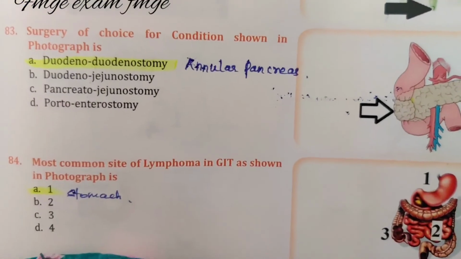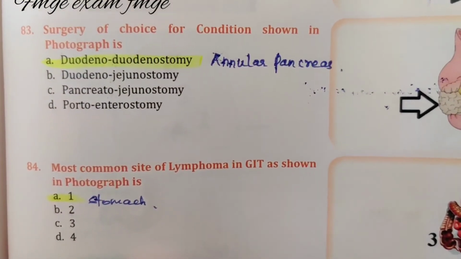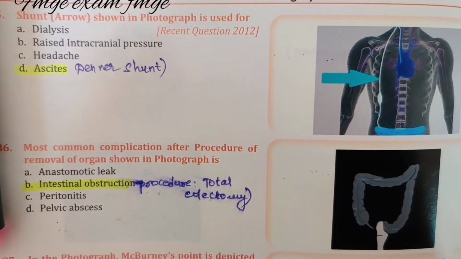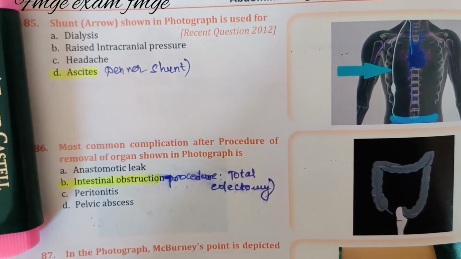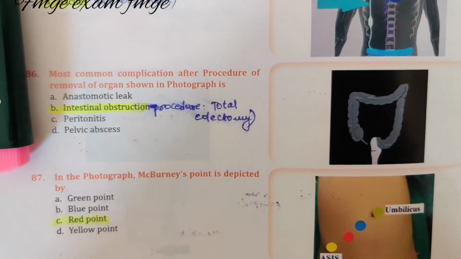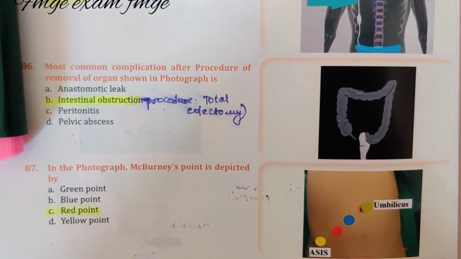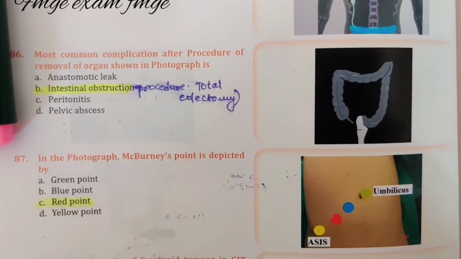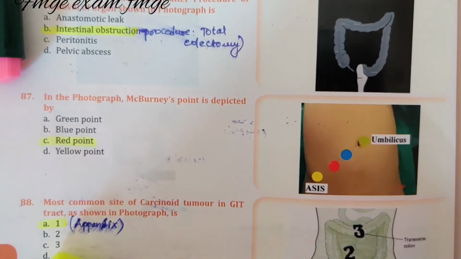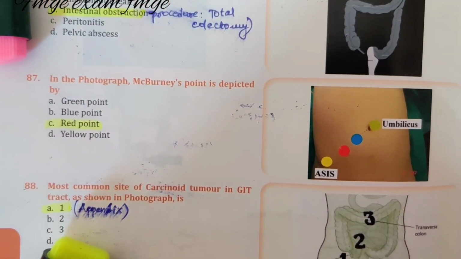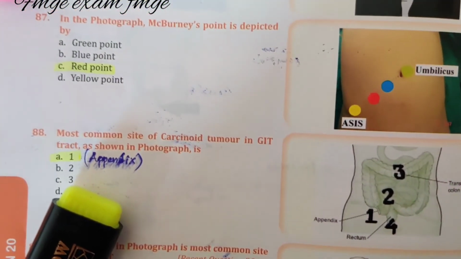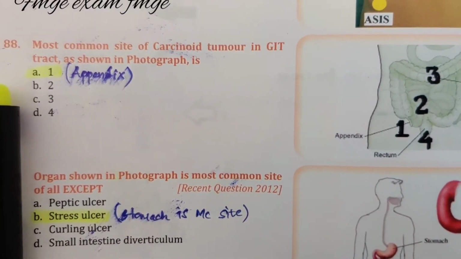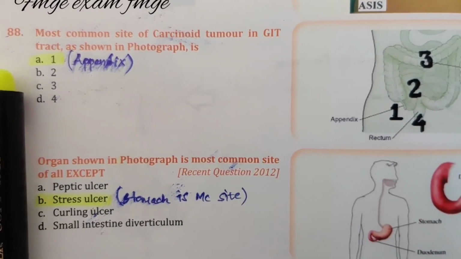Most common site of lipoma in the GIT is the stomach. The shunt shown by the arrow in the photograph used for ascites is the Denver shunt. The most common complication of the procedure for removal of the organ shown in the photograph is intestinal obstruction, total colectomy. In the photograph, McBurney's point is depicted by the red point. Most common site of carcinoid tumor in the GIT as shown in the photograph is the appendix.